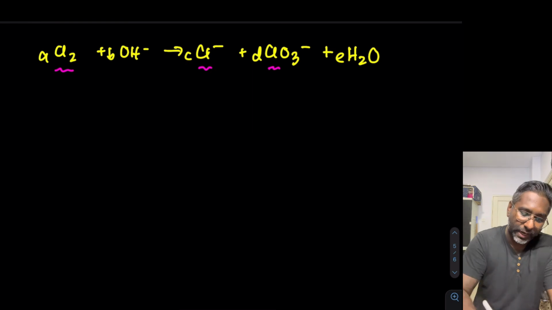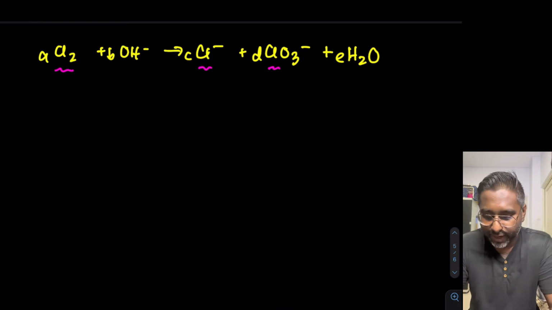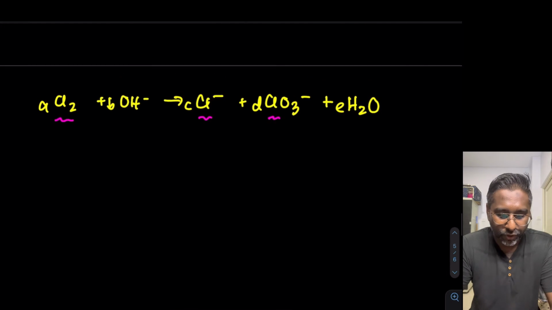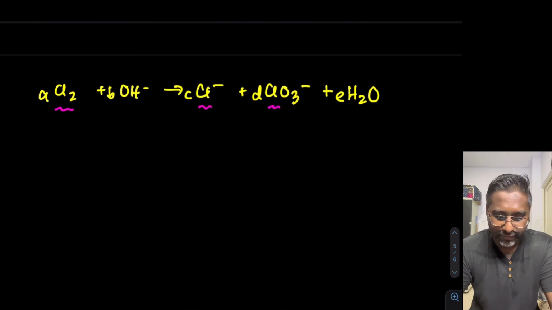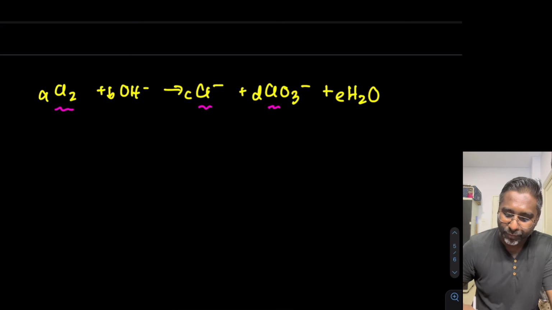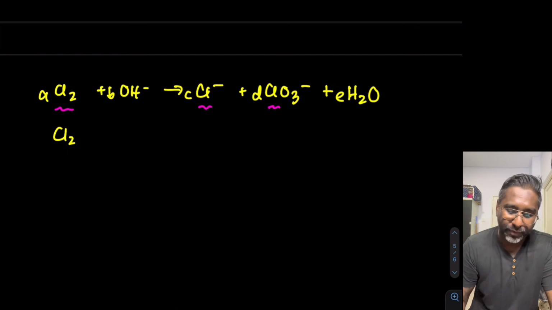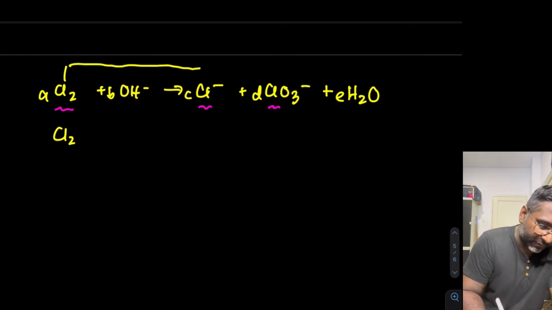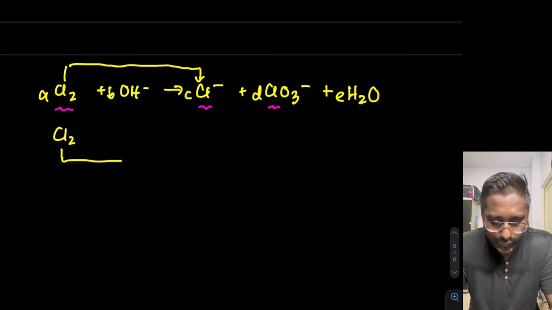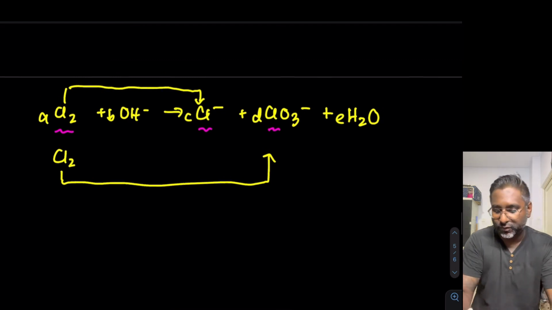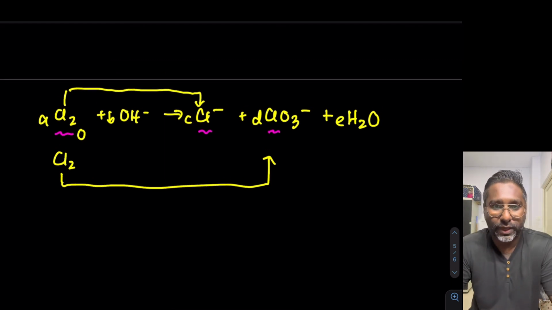This is what we call a disproportionation reaction, because in a disproportionation reaction the same element is being oxidized and reduced. The best way to solve any disproportionation reaction is to separate the Cl and look at the equation separately. I'll just separate the Cl over here, Cl2. Why? Because I know this Cl2 will become like this, and this Cl2 is going to become like this. So it's better to separate them first rather than doing it together.